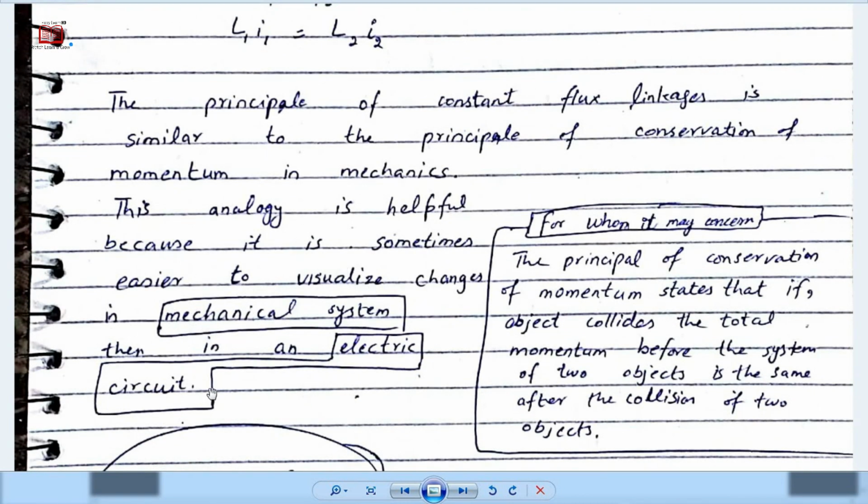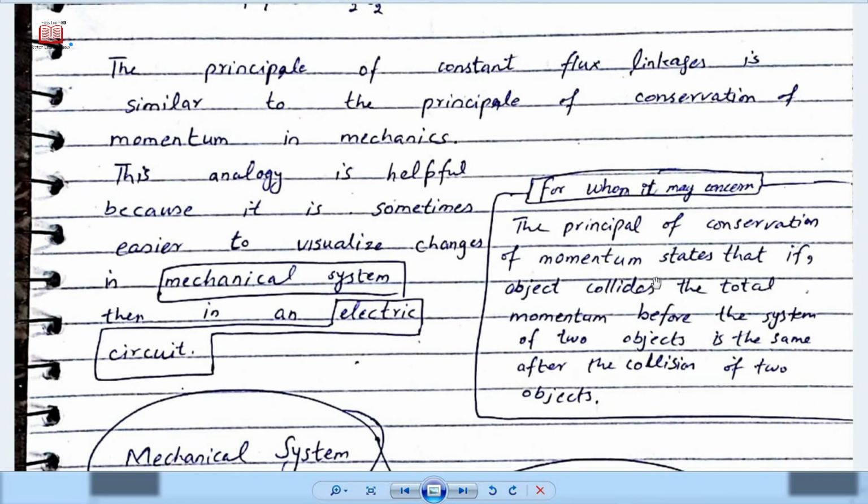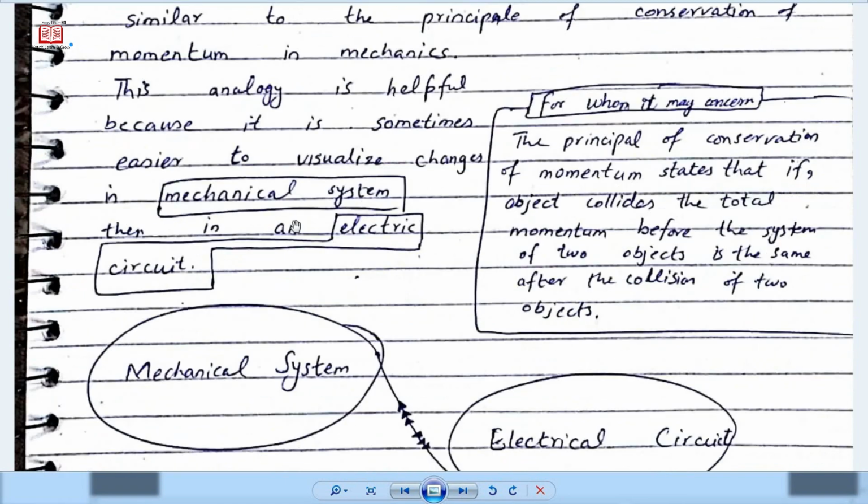So then we go towards the mechanical system, and the same principles actually apply there. Then it might sometimes be helpful for us in understanding the system. So for whom it may concern, the principle of the conservation of momentum states that if an object collides with another, the total momentum of the system of the two objects before the collision is the same after the collision. Actually the momentum doesn't change, the main thing is momentum.